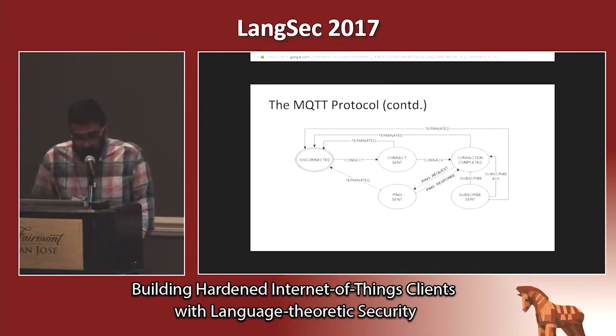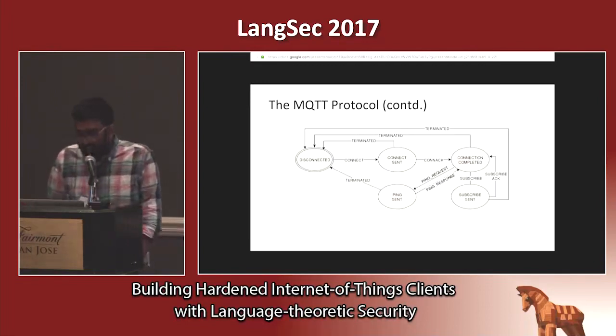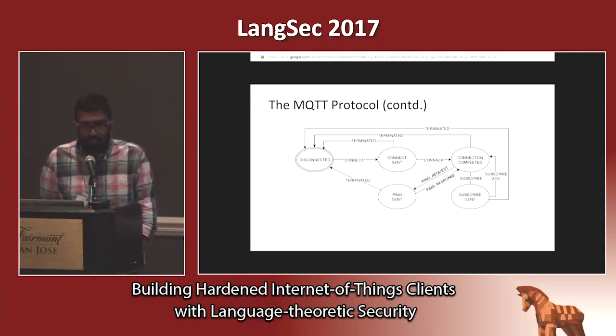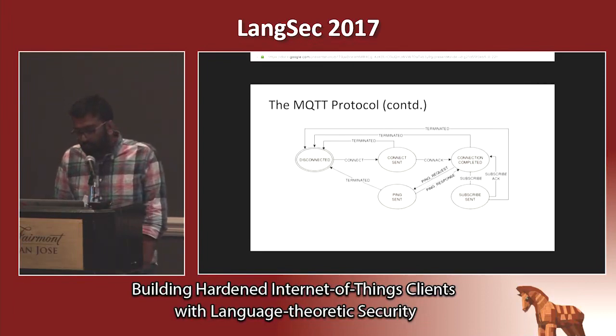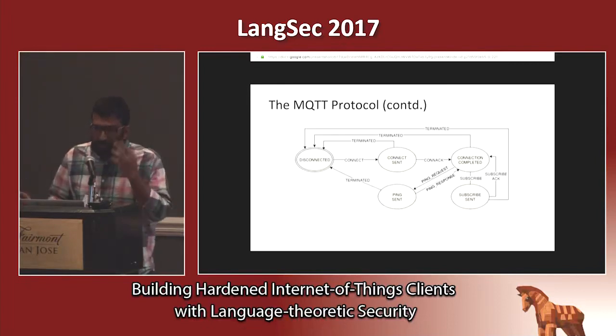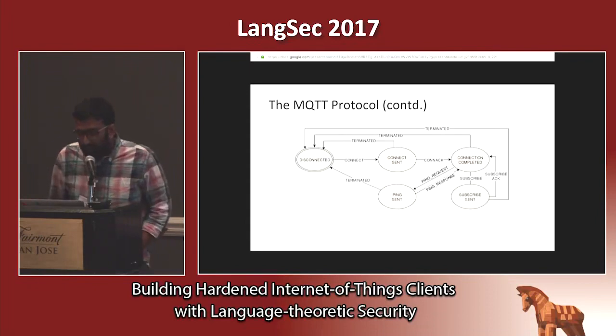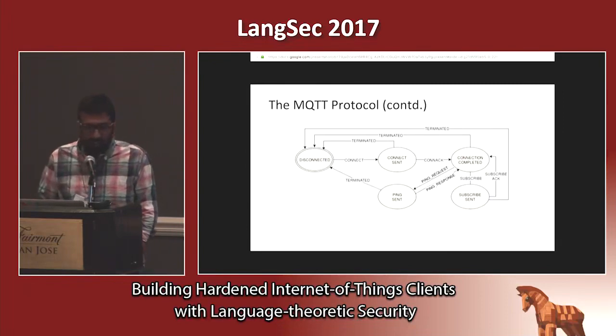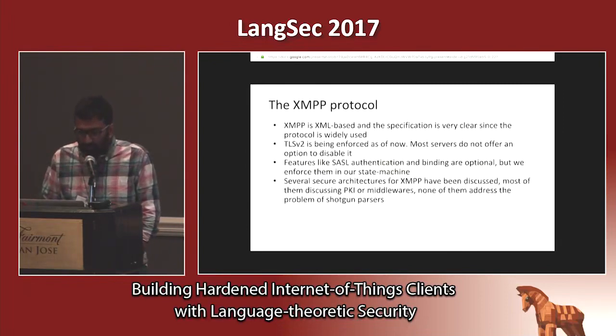And so the protocol state machine for MQTT is again fairly simple because the number of messages is very limited. So the client sends a connect message, and then the server responds, and the connection is completed, and then the client keeps sending ping messages to the server to keep the connection awake, and then the client can also subscribe to a particular channel, and then the server will send an ACK. That's about it. It's a very simple and straightforward protocol.